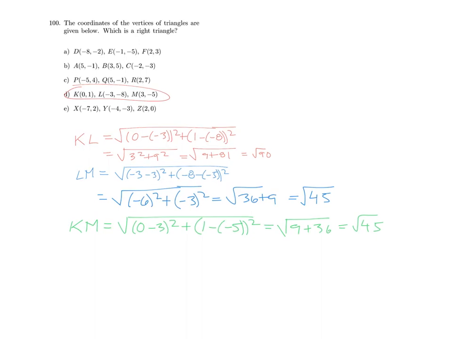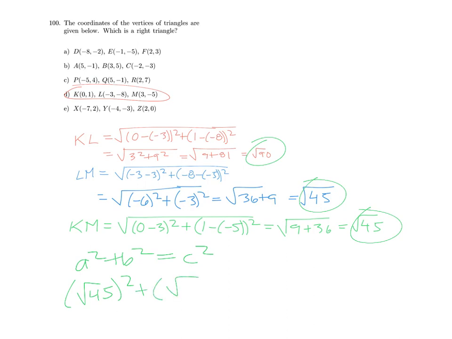All right, now since I have these lengths, these are the sides of the triangle. I have 3 sides for my triangle. Now, if I use the formula a squared plus b squared equals c squared, it should work out. So if I plug that in here, square root of 45 squared plus square root of 45 squared is equal to 90. Square root of 90 squared. I get 90 is equal to 90. So the Pythagorean theorem works for these side lengths. So that's why answer choice D works.